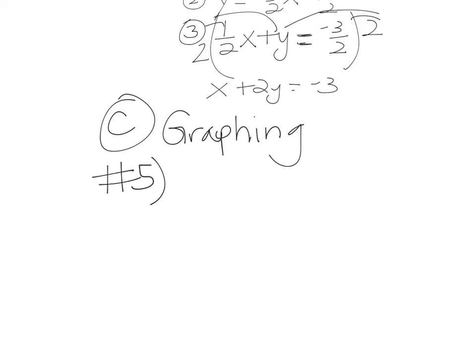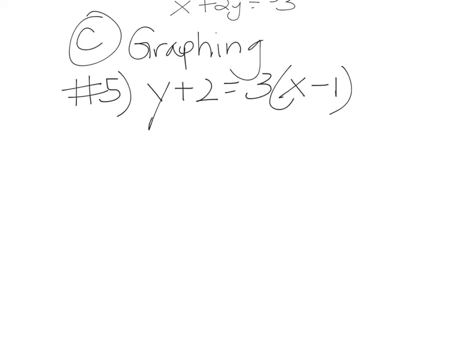So it just depends on what form it is and what way you're going to graph it. So if I give you y plus 2 equals 3 times x minus 1. Okay, that's point slope form. If I want to graph that, I can do a couple of things. I can distribute and get this into mx plus b if I wanted to. But I could also just go ahead and plot my point and then count my slope from that point.